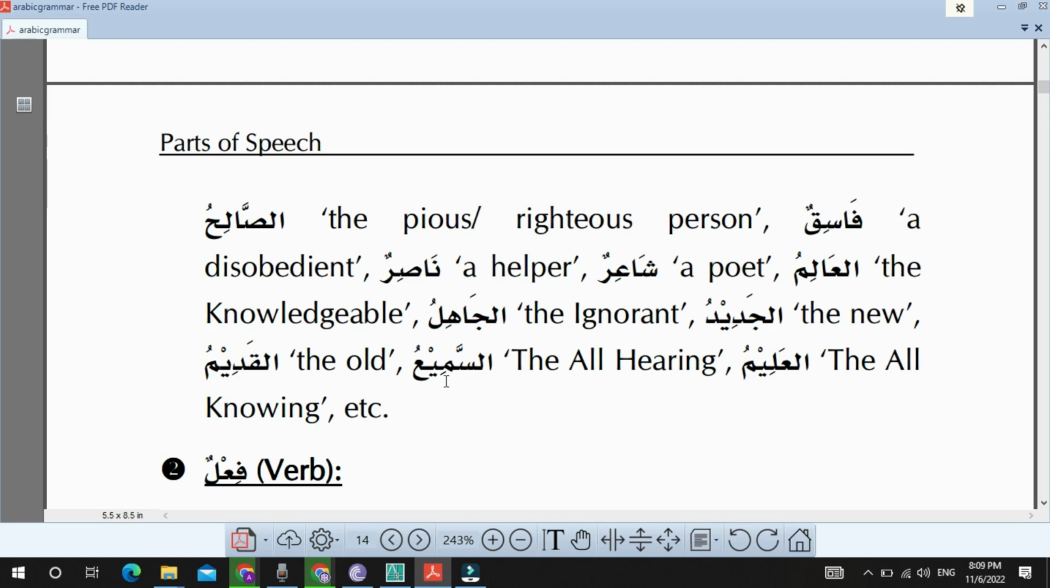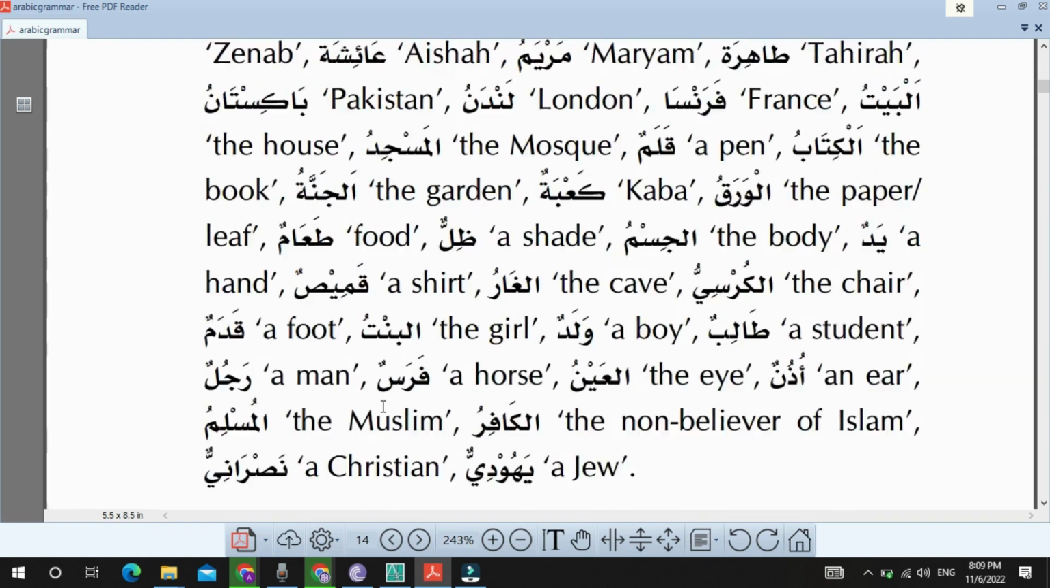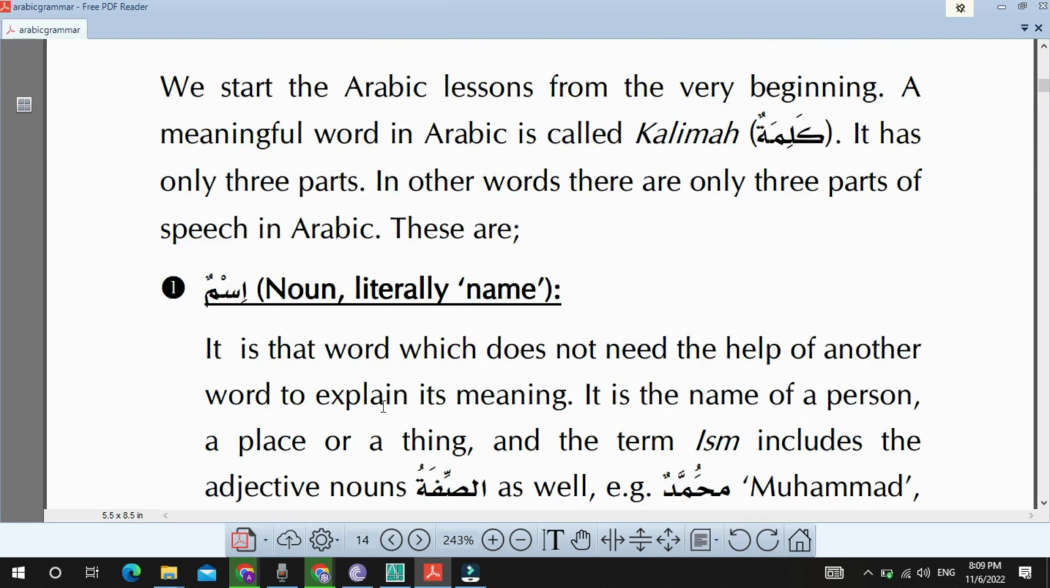As-sami'u, the all-hearing. You know, this is a name of Allah Almighty. Al-Alimu, the all-knowing, etc. These are the examples of the adjective noun.